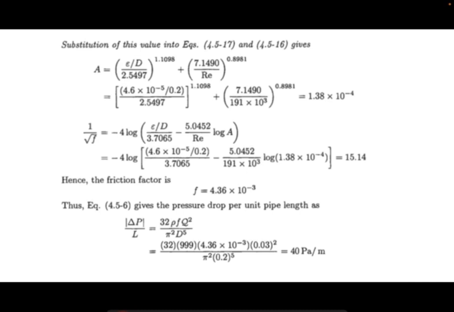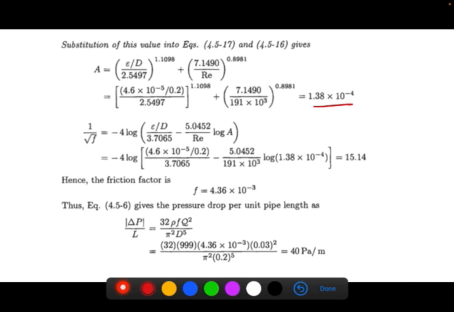For turbulent flow, we studied earlier two equations to get the value of friction factor. Using the A equation, using the values of epsilon by D and Reynolds number calculated earlier, we get the value of A, which comes out to be 1.38 into 10 to the power minus 4. Substituting the value of A in this equation, with epsilon by D and Reynolds number, we get the friction factor to be 4.36 into 10 to the power minus 3.